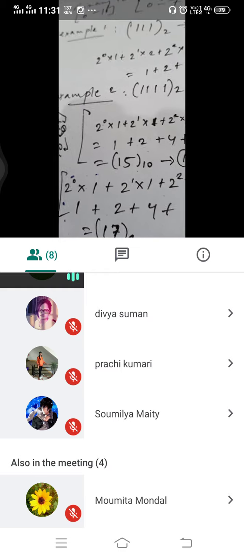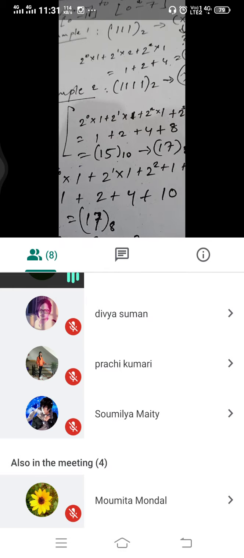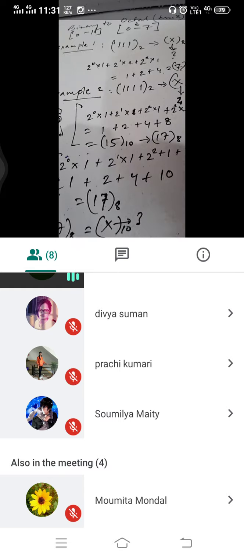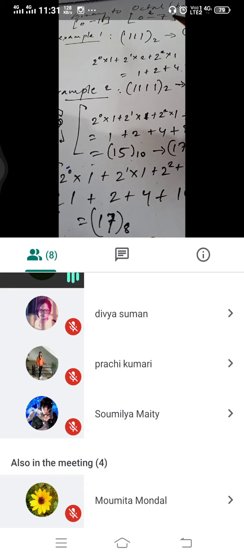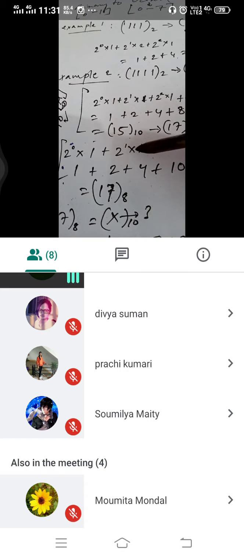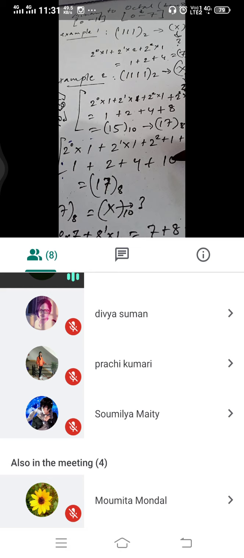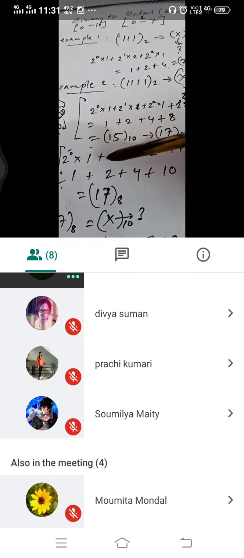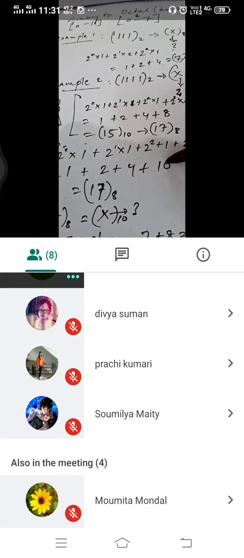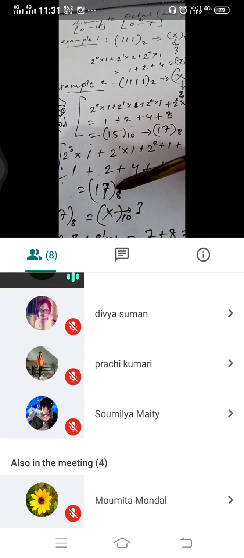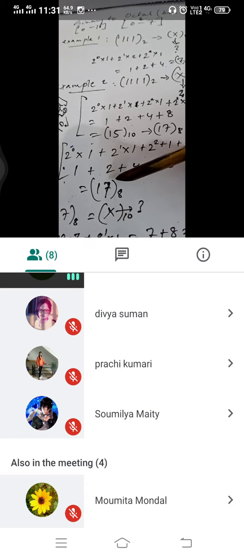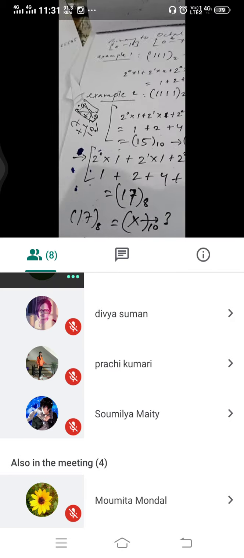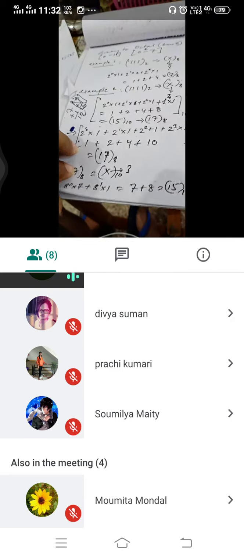So when you are transferring directly into octal, I don't suggest you do this directly if you don't have enough practice, but I want you to practice this. If you have enough practice, you can directly change it to octal. So 1 plus 2 plus 4 plus, not 8, no, there is no 8. There is 10. So we have 10 plus 4 plus 2 plus 1. That is 7. 17 in octal. Simple. So direct change into octal. So that part is there.